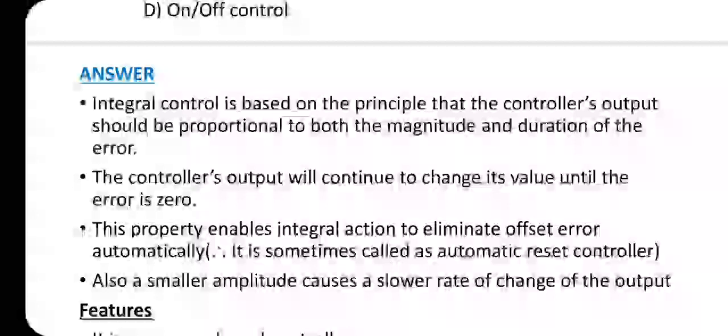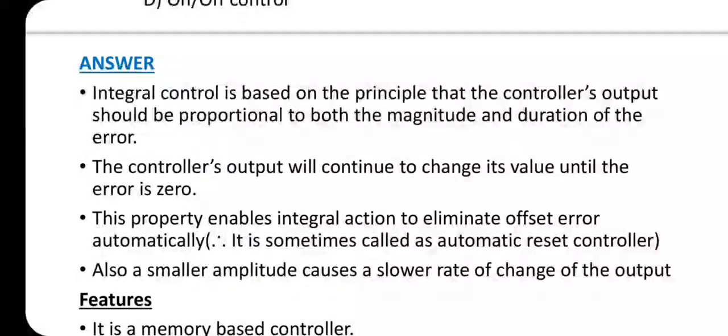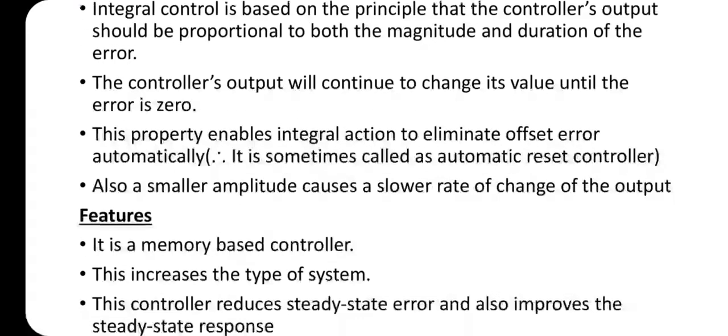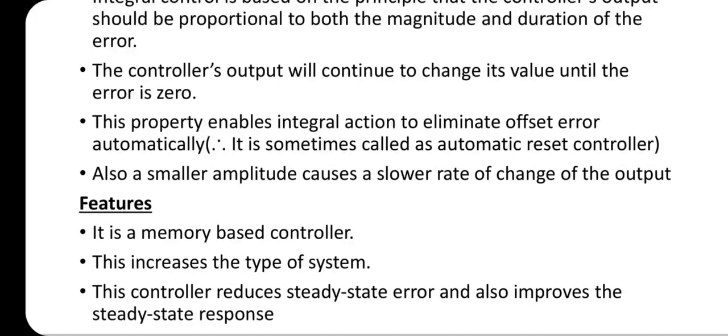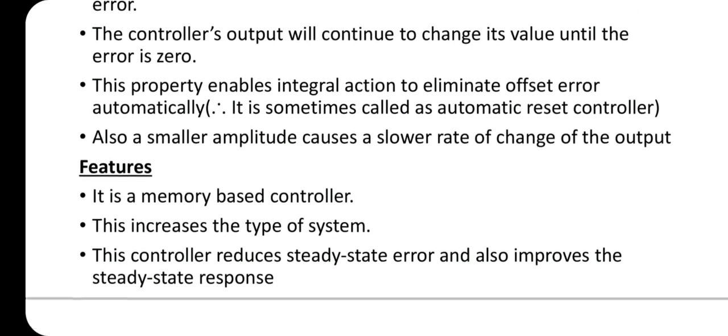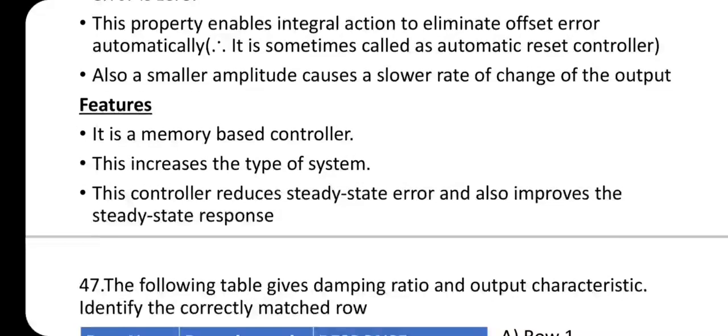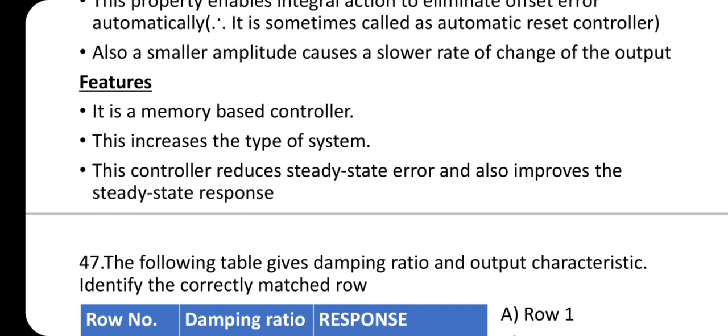Integral control is based on the principle that the controller's output should be proportional to both magnitude and duration of the error. The controller's output will continue to change its value until the error is 0. This property enables integral action to eliminate offset error automatically. That is, it is sometimes called an automatic reset controller. Also, a smaller amplitude causes a slower rate of change of the output.